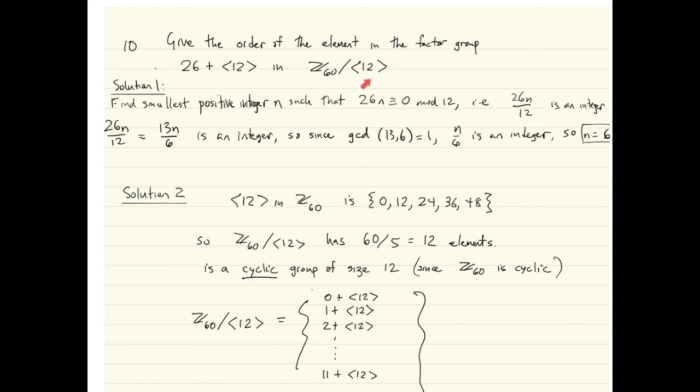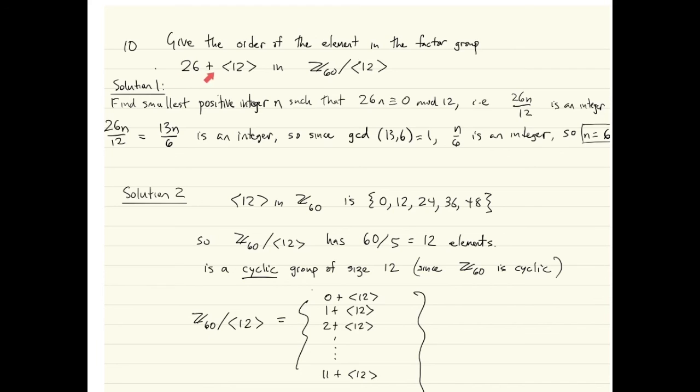Well, in this group, the identity element is the subgroup generated by 12. It's not 0. It's not exactly 0. It's the subgroup generated by 12. That's because in a group G mod H, the identity element is the coset H.